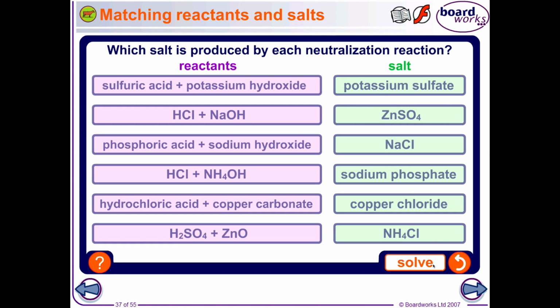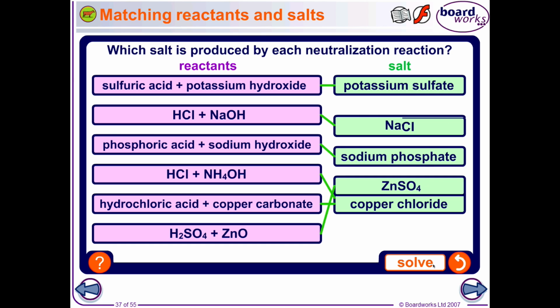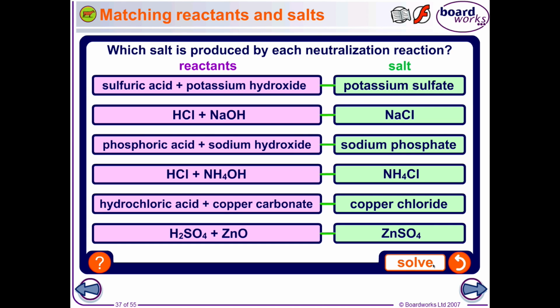Right, hopefully you've had an opportunity to do that, and you've probably realised that the majority of them are easy enough to spot. Sulfuric acid and potassium hydroxide gives potassium sulfate, HCl plus NaOH is NaCl, phosphoric acid plus sodium hydroxide, okay, that's not in the AQA syllabus, but I would like to think that you'd get that as being sodium phosphate. HCl plus ammonium hydroxide is NH4Cl, hydrochloric acid plus copper carbonate gives copper chloride, and H2SO4 plus ZnO would give ZnSO4. So they're the types of reaction that you'd be expected to know.